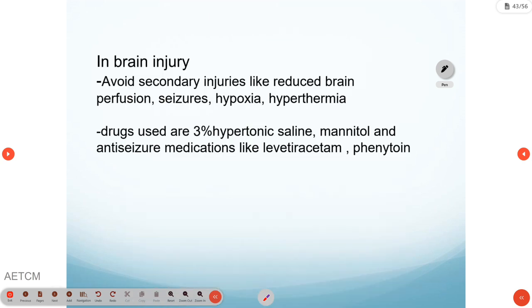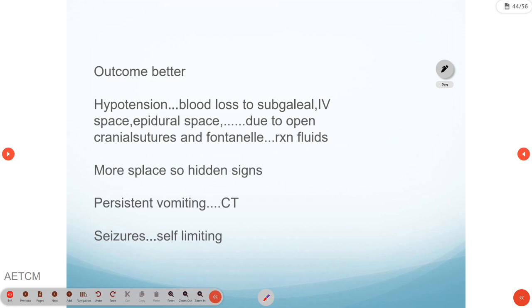Then coming to brain injury in the pediatric group, we have to always make sure that we are avoiding secondary injuries like reduced brain perfusion, seizures, hypoxia and hypothermia. These things are very important, and as in adults, we will be using the same drugs, that is the 3% hypertonic saline, mannitol and anti-seizure medications. Management is the same as that of adults, no difference. But the difference in the pediatric group is, if a pediatric patient has a head trauma, the outcome will be better. Treating them is very important because their outcome will be much better.